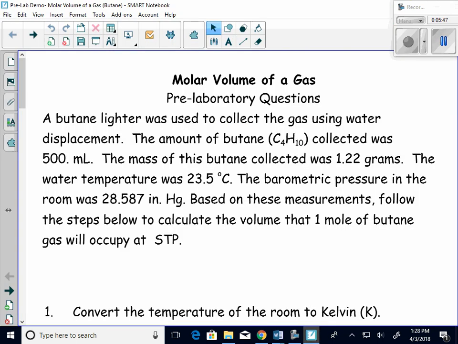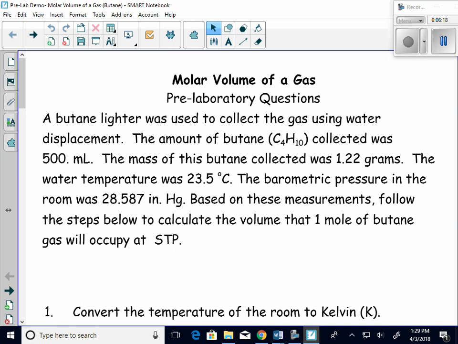Now, as I come back to my problem, it says, based on these measurements, follow the steps below to calculate the volume that 1 mole of butane gas will occupy at STP. All right? We know what it should theoretically be, don't we? What should 1 mole of butane gas at STP be? 22.4 liters, right? Okay, that's what it should be.